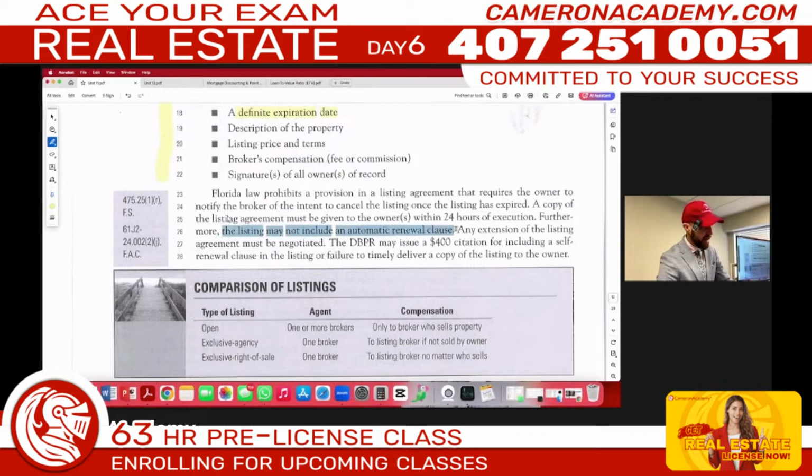Look, the listing may not have an automatic renewal clause. Could be fined, citation. Can't say, okay, well, I was unable to find a buyer in 6 months. It automatically renews for another 6 months. No, you'd have to get them to sign an entirely new contract. This is how it works.